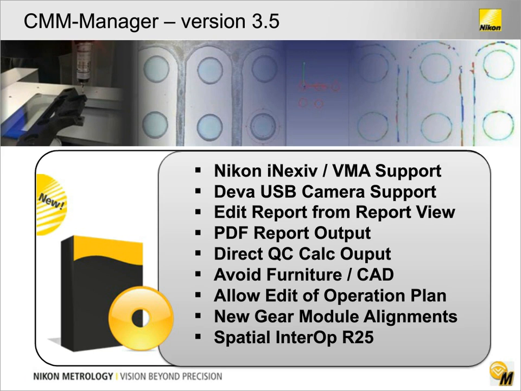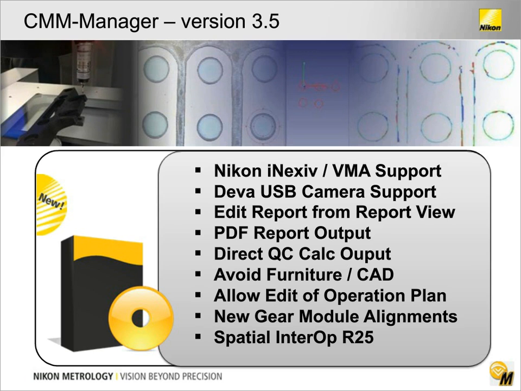We've added all sorts of options for editing reports, report outputs, including PDF, QC Calc output directly. We've added something unique for automatic CMMs, furniture avoidance. So we can load a CAD model of something like a probe rack or a calibration sphere or some sort of fixture that's located permanently in the volume of the CMM. And these CAD elements participate in path planning in the same fashion that the CAD elements of your part participate in path planning. So automatically when we're creating a path, not only are we avoiding collisions with the part, but all of these auxiliary items that may be in the machine volume.